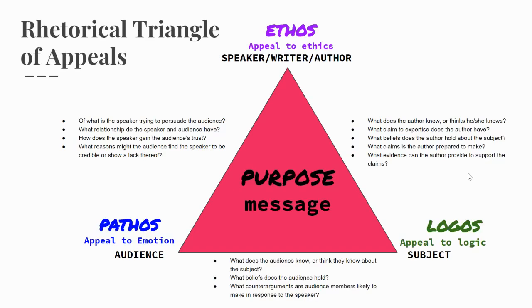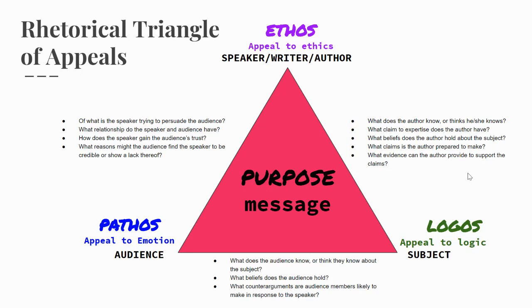So the three new terms that you are going to be introduced to are ethos, logos, and pathos. Ethos refers to the author's credibility or the speaker's credibility to send whatever message they're sending. So here we're trying to look at what the author knows. What kind of expertise does this person have? What kind of beliefs do they hold? What claims are they prepared to make? And how are they providing this evidence?